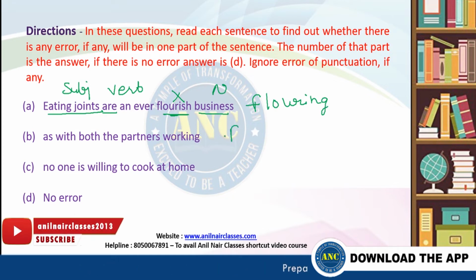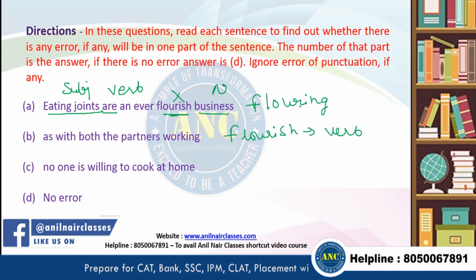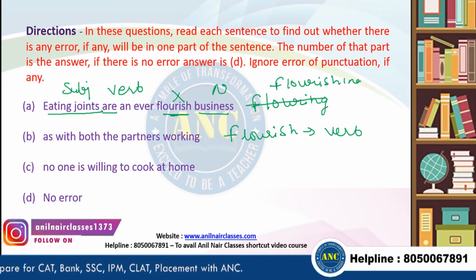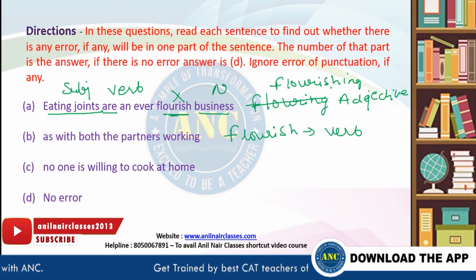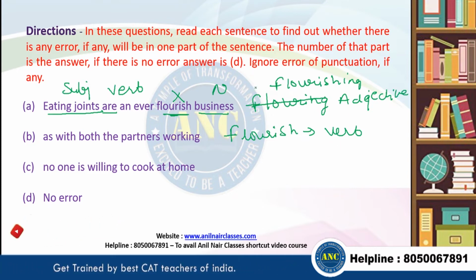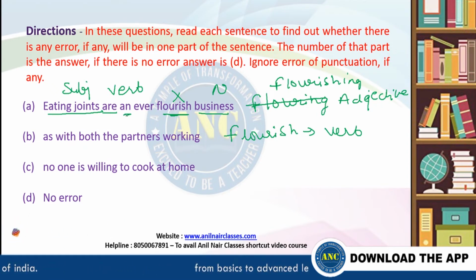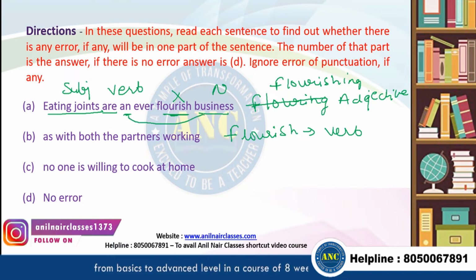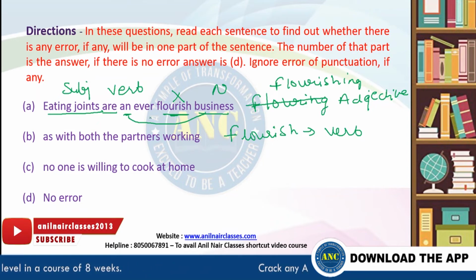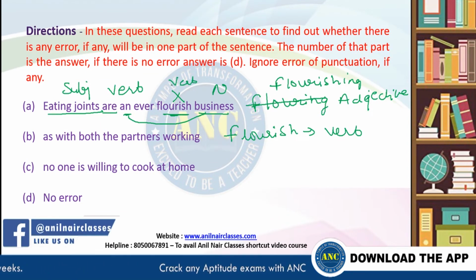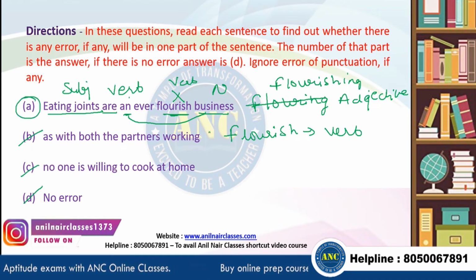When you talk about flourish, this is the verb. Flourishing is our adjective. We need an adjective. We don't need a verb over here, because before the noun you will have the adjective. Moreover, the article an is also there. After an, you will have a noun. And in between the article and the noun, you should always have the adjectives. Clear? You cannot have a verb over here. Verb we already got over here, are. So we can get rid of B, C and D. Our right answer is A.